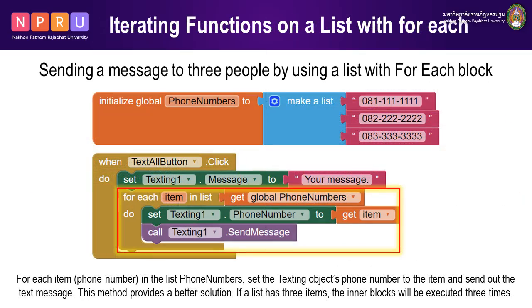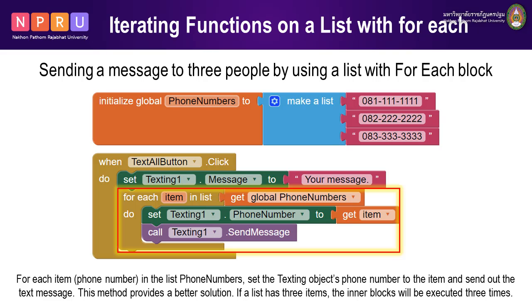In this section, we'll learn how to simplify the iterating functions in the previous app. In this case, the for each block provides a better solution. First, we define a for numbers variable with all numbers and then wrap a for each block around the single copy of the blocks that we want to perform. The figure shows the for each solution for texting a group. In other words, we can read this code as: for each item for number in the list for numbers, set the texting object for number to the item and send out the text message.